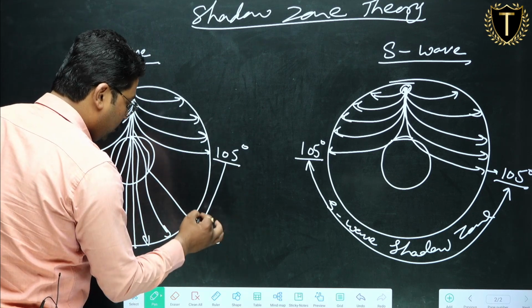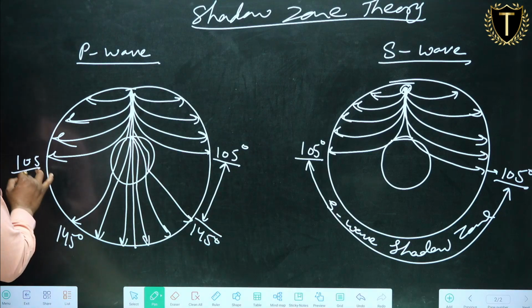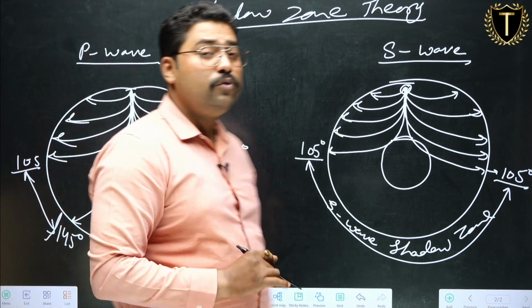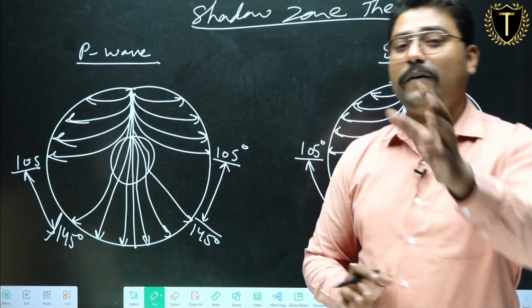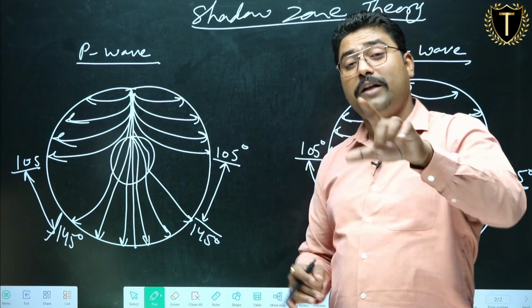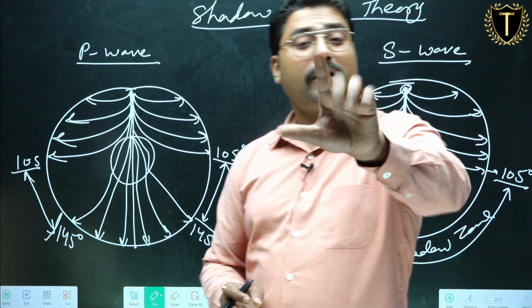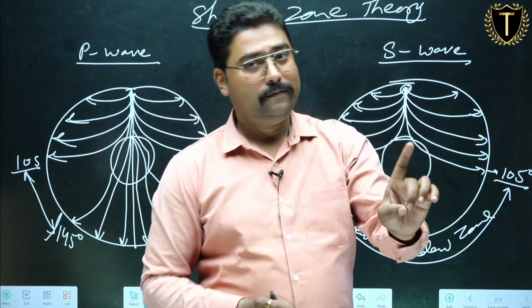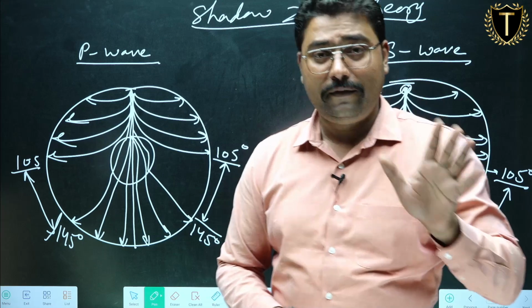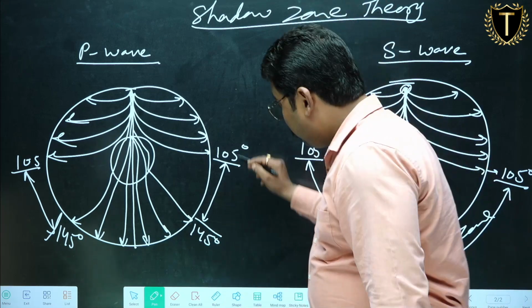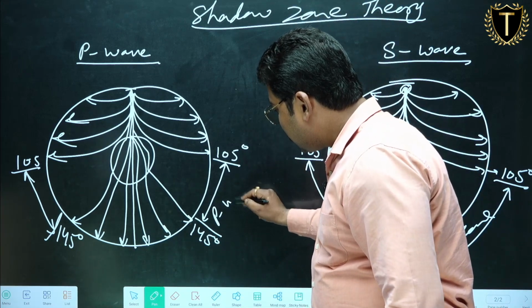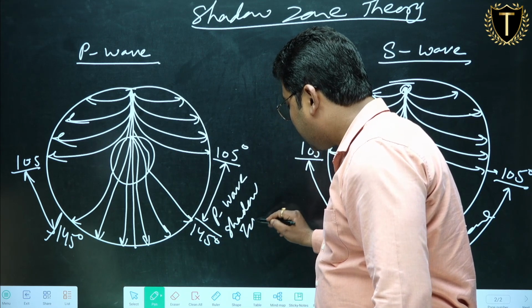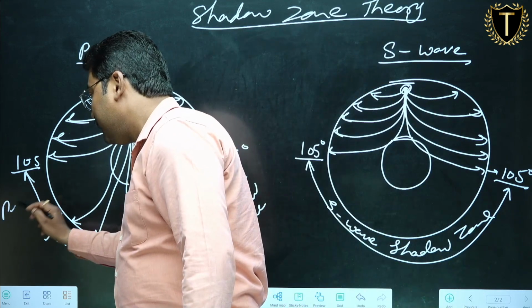But the places, or you can say the seismographs, located between 105 degrees and 145 degrees do not record them. In a few books you will find 103 degrees, then 143 degrees. The shadow zone is of 40 degrees only, either 103 then 143, or 105 then 145. According to NCERT, it's 105. So between 105 and 145, a shadow zone is created on both sides, which is considered the P wave shadow zone.